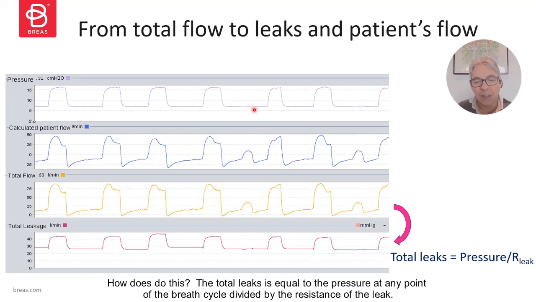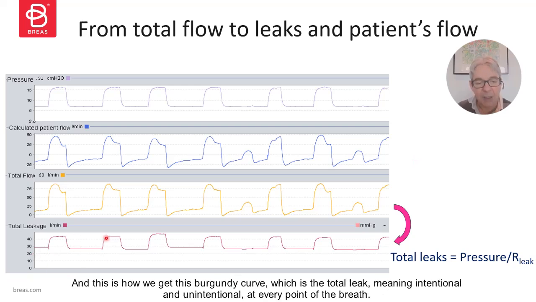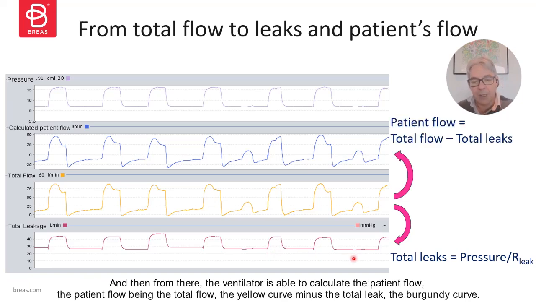The total leak is equal to the pressure at any point of the breath cycle divided by the resistance of the leak. And this is how we get this burgundy curve, which is the total leak, meaning intentional and unintentional, at every point of the breath. And then, from there, the ventilator is able to calculate the patient flow, being the total flow, the yellow curve, minus the total leak, the burgundy curve.